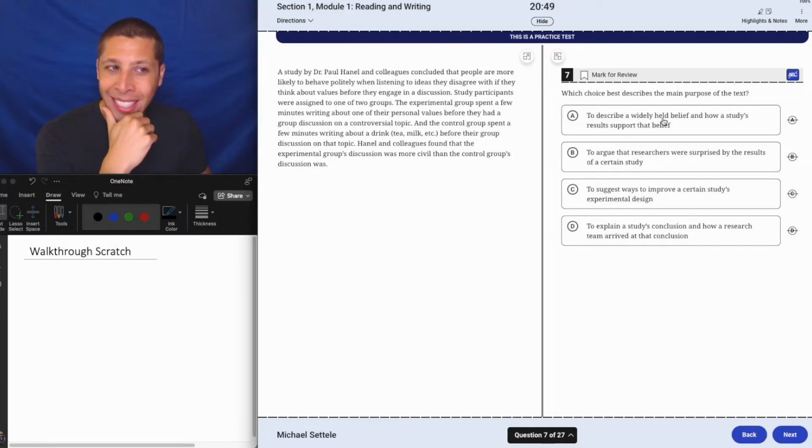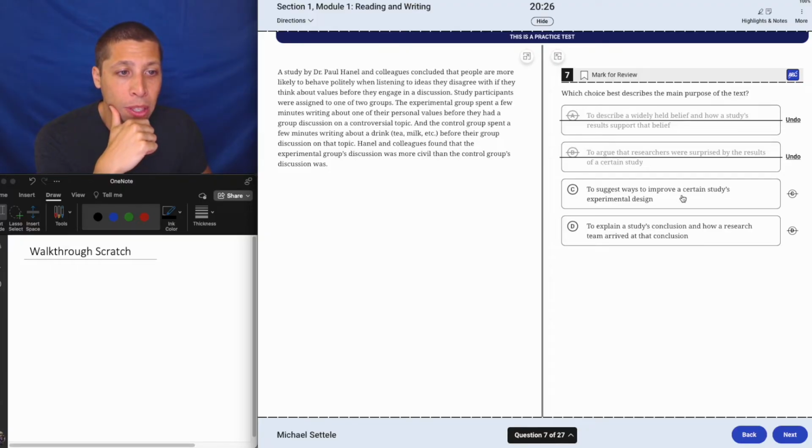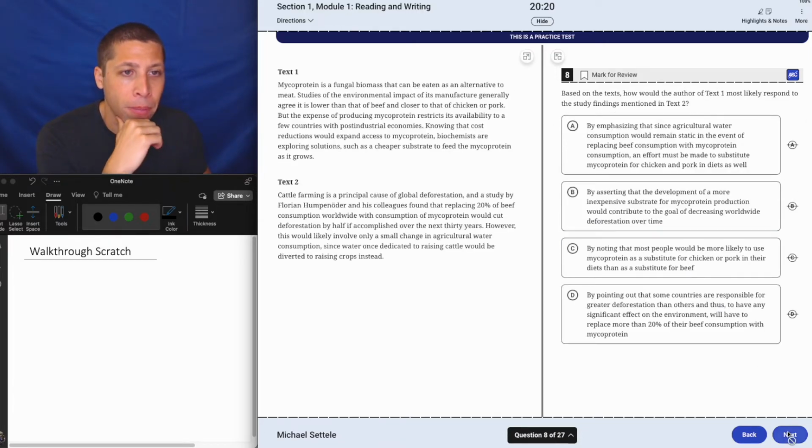To describe a widely held belief? No, that's too strong. And how a study's results support that belief? I don't think it's widely held. It just seems about one study, so that seems too strong. To argue that researchers were surprised by the results? I don't see the word surprised in here or anything like it. That just says that they found it, so surprise seems strong. To suggest ways to improve a certain study? No, the study wasn't bad. To explain a study's conclusion and how a research team derived that, yeah, it's just about the study, okay.